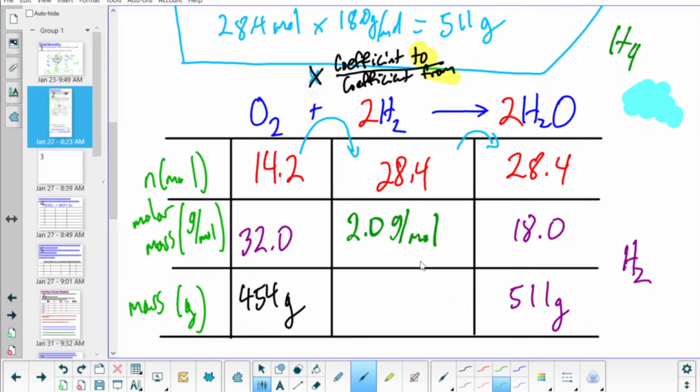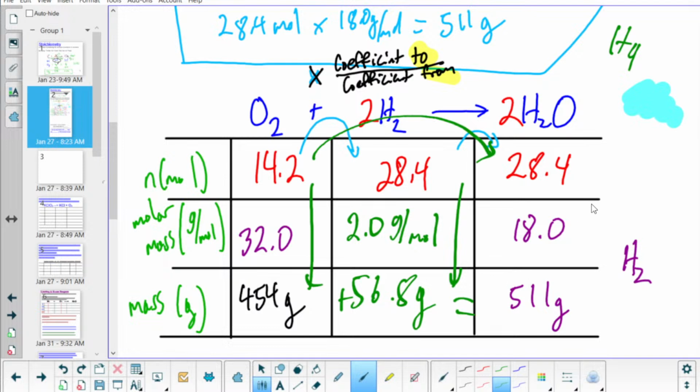For someone who got this number down here, what was the number of grams of hydrogen? 56 something or what? 56.8. So you could use a table to figure out the mass, add them up, get that. You could use this to go straight to the number of moles there, use the molar mass, get it that way. There's usually a couple of ways that you can get at a particular answer.